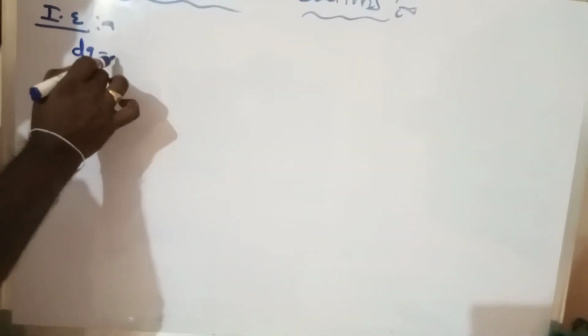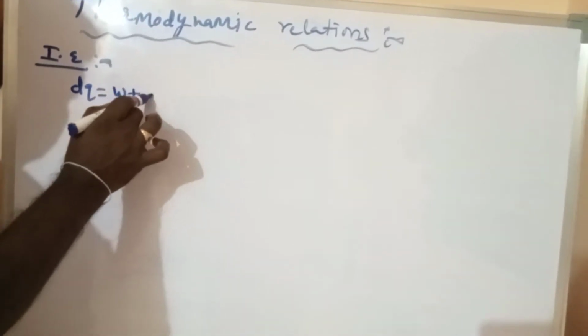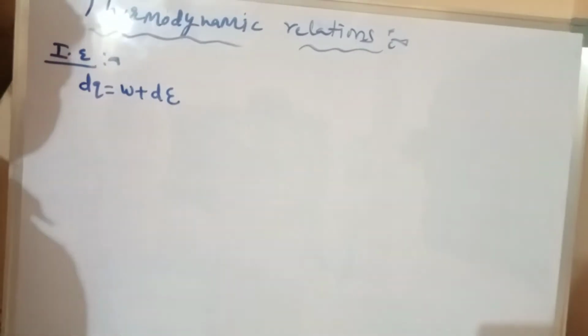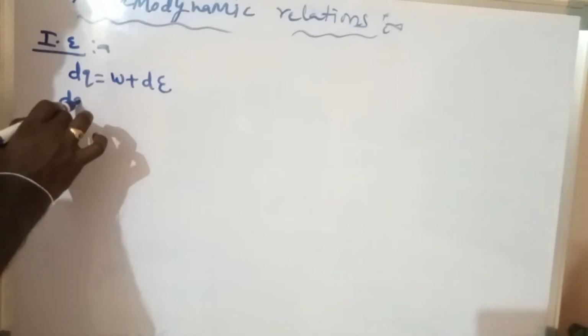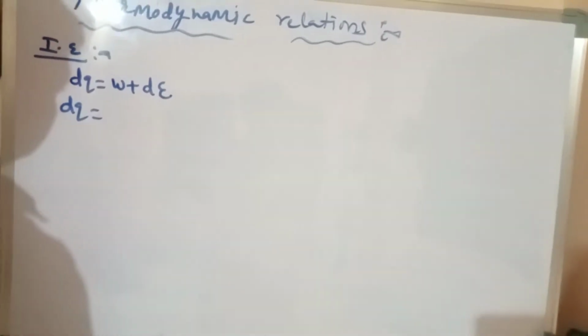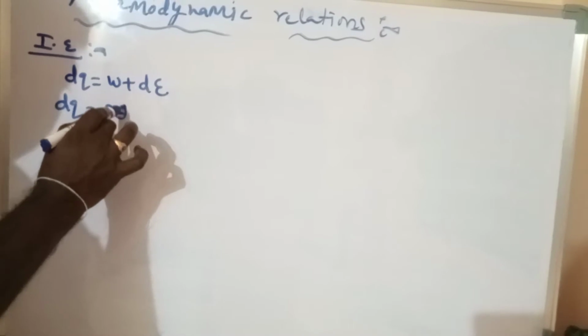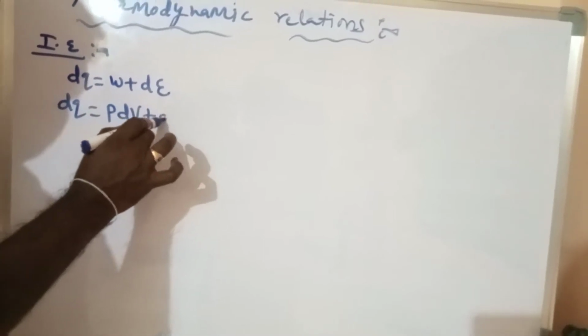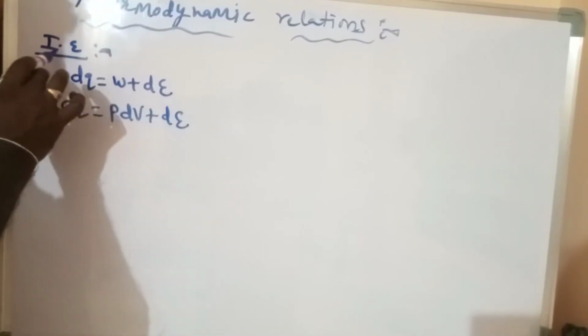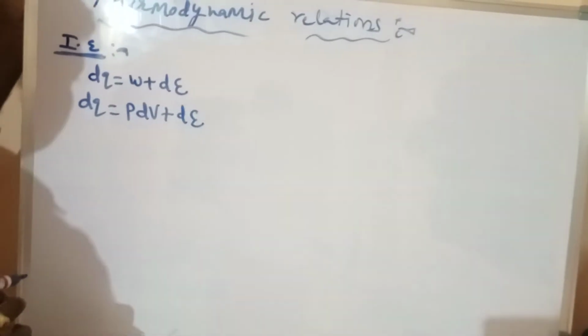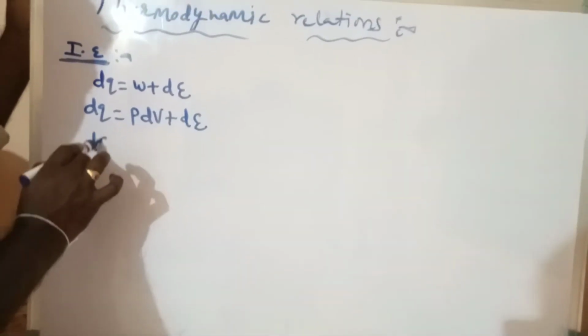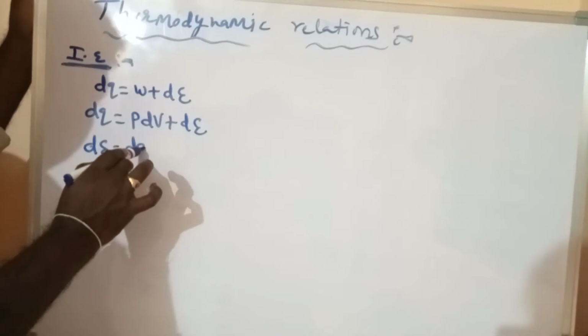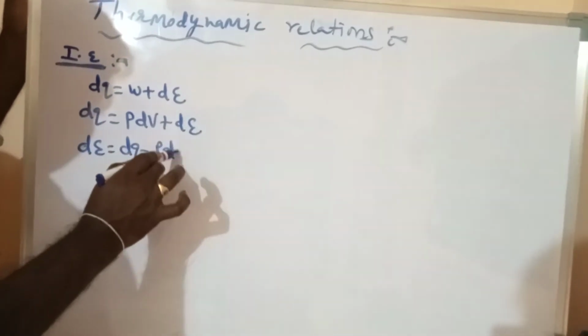First of all, it is taken from the first law of thermodynamics. What about the first law of thermodynamics? dq is equal to dE plus w. We know very well, in place of w, it is PdV from the first law of thermodynamics. We want internal energy. Okay, now how to get internal energy? dE is equal to dq minus PdV.